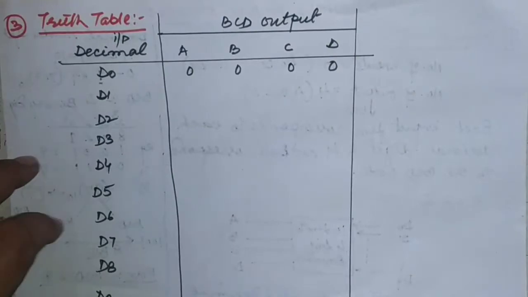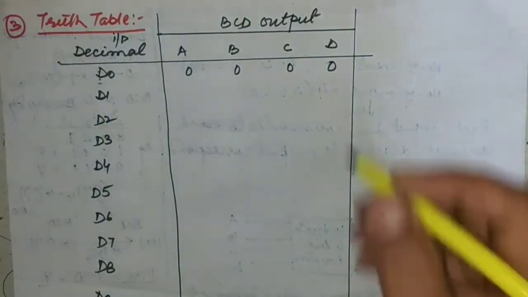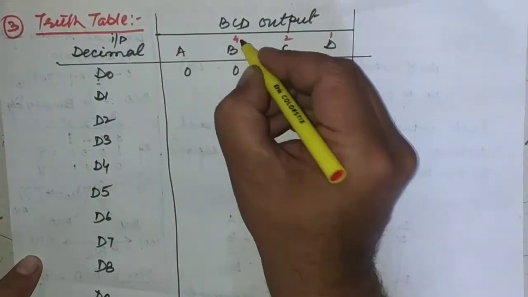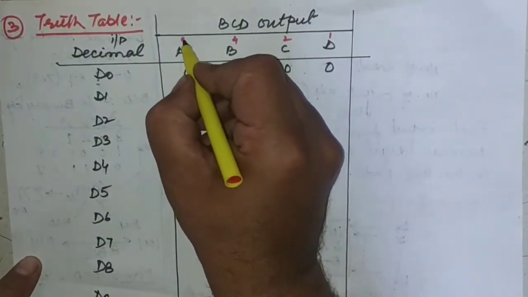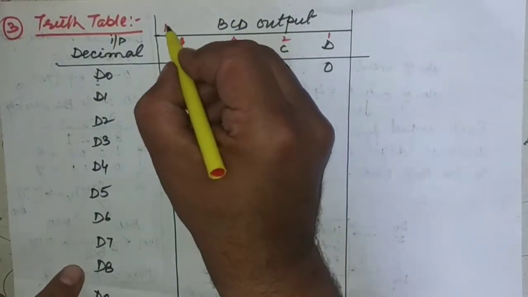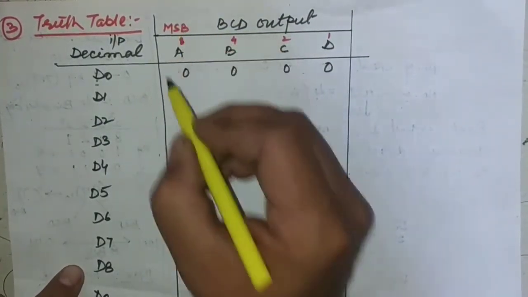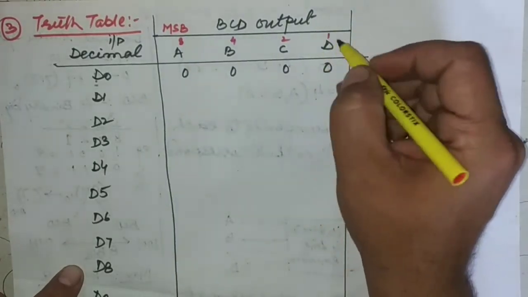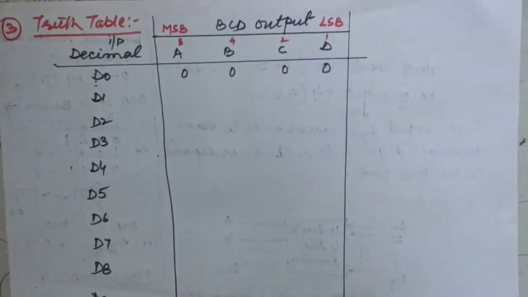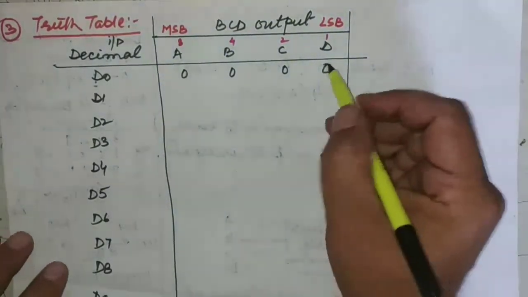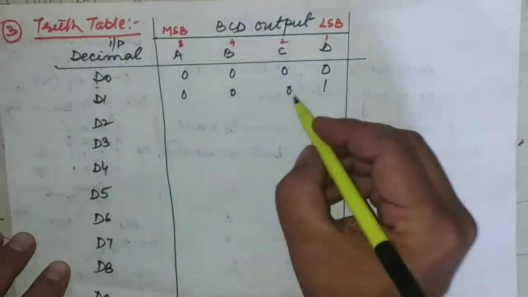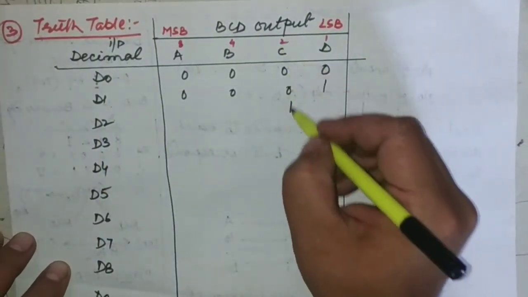Okay. And also for convenience's sake, you could write here 1, 2, 4 and this is 8. So it means A will be the most significant bit and D will be the least significant bit. So now easily we can write 1 means 1 because only this is required. 2 means this is only 2.